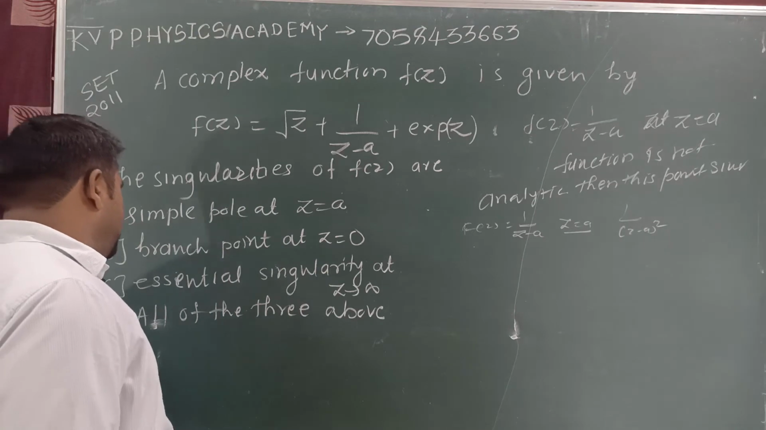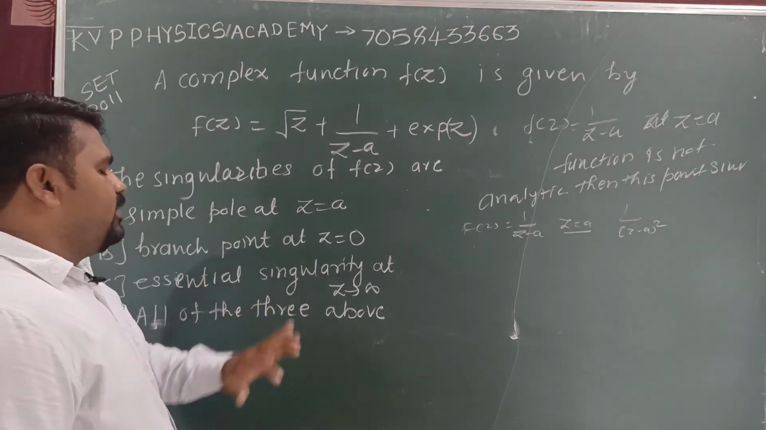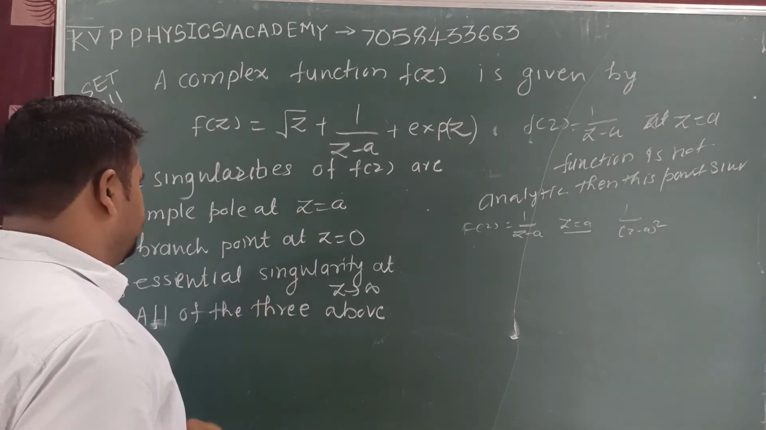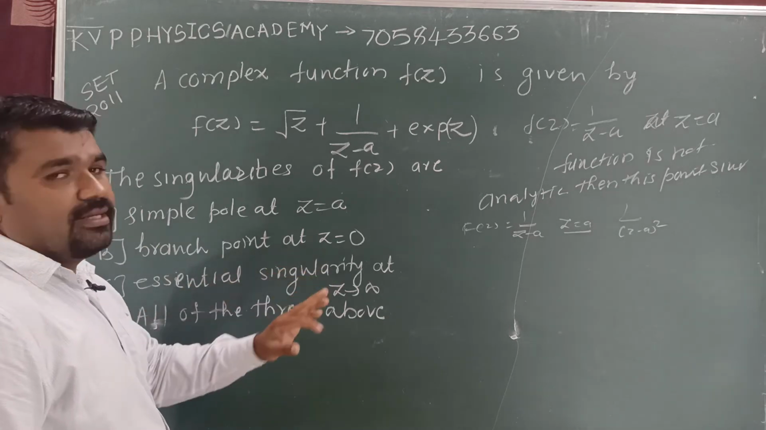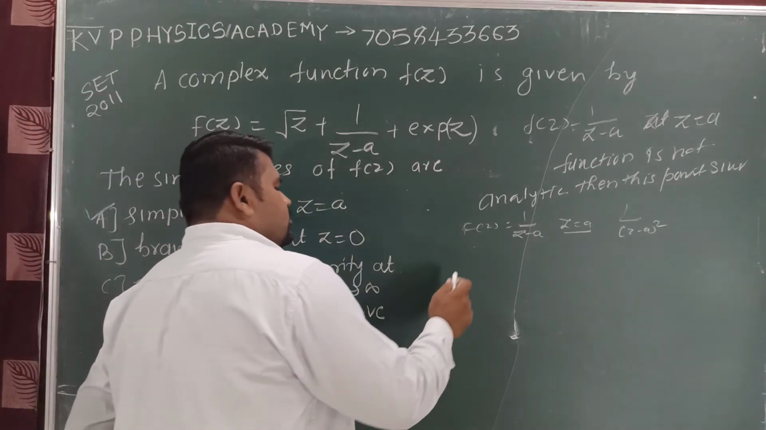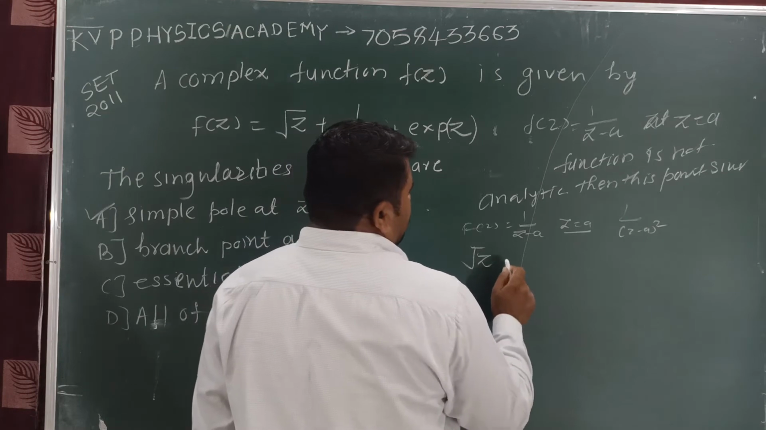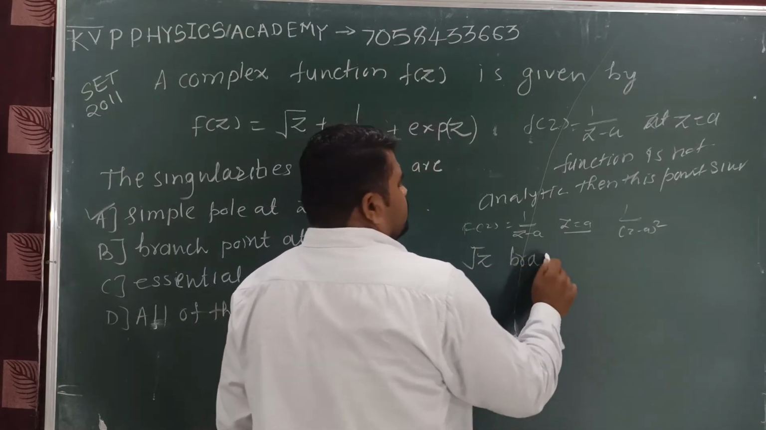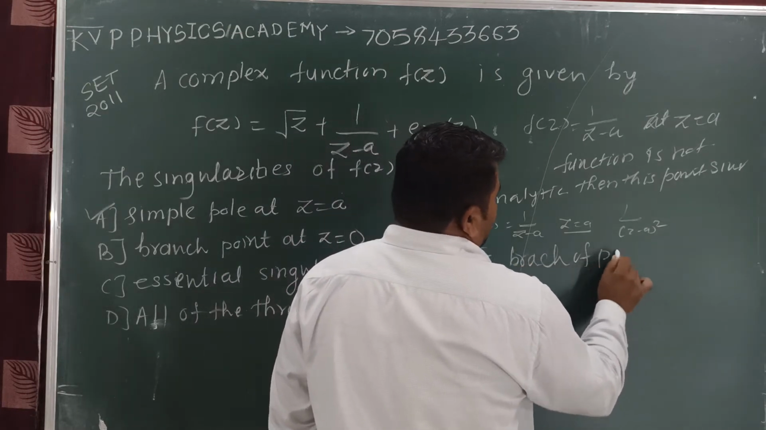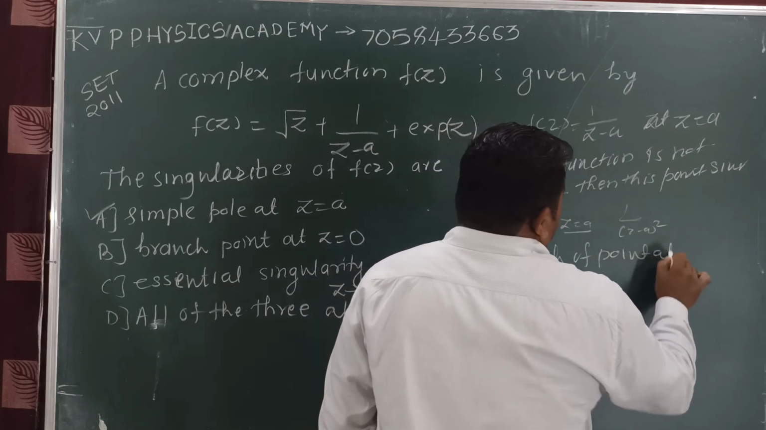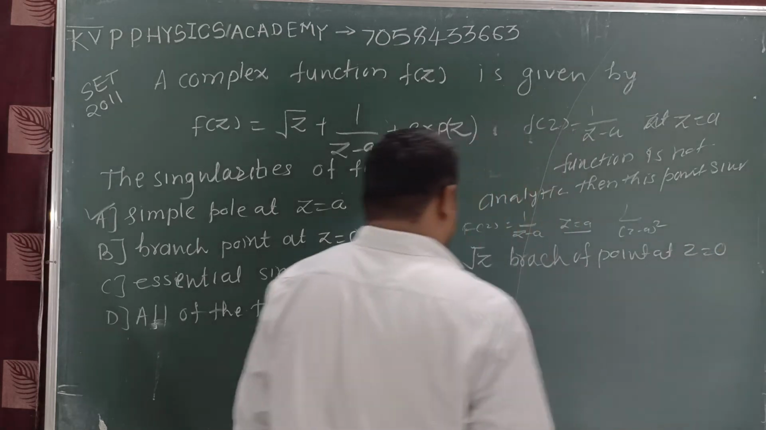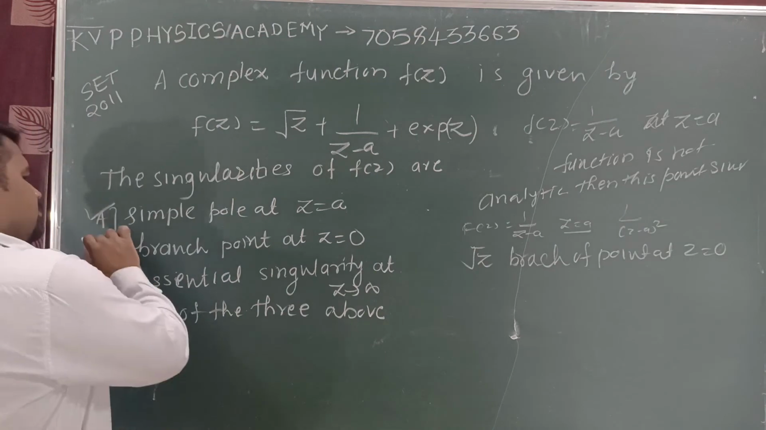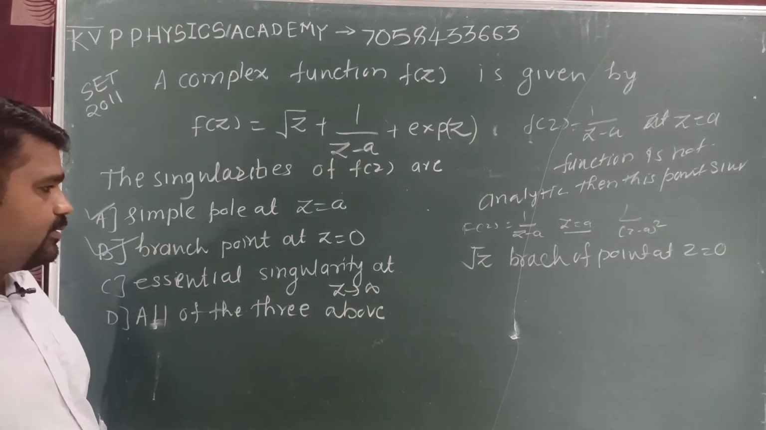Second one. Essential singularity at z tends to infinity and a branch point at z equal to 0. Yes, here is a root, hence this is a branch point at z equal to 0. Branch point at z equal to how much? 0. Means option number 2 is also correct.